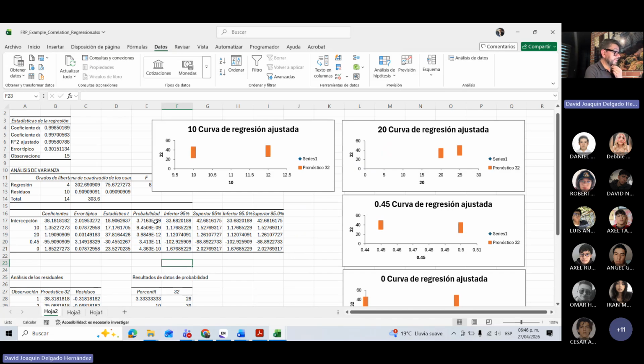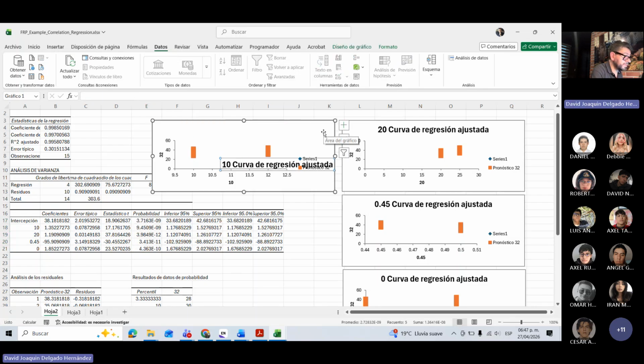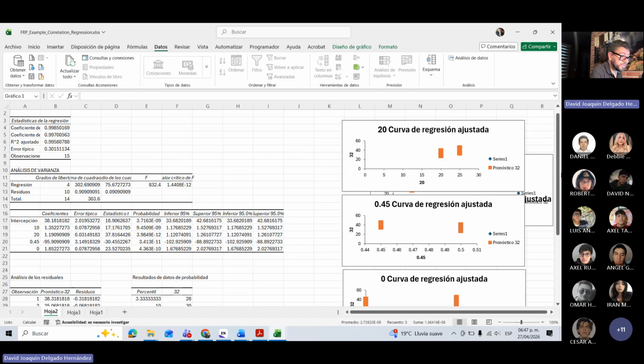All of them are important because this probability is less than 0.05. 0.05 is the critical value. Okay? Perfect. And here is the analysis of variance. Let me see. Put this here.